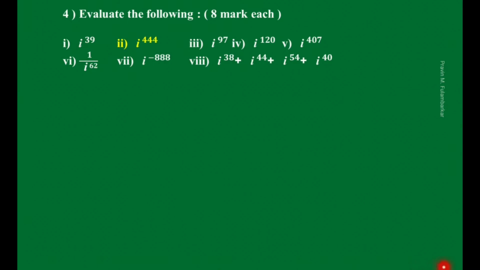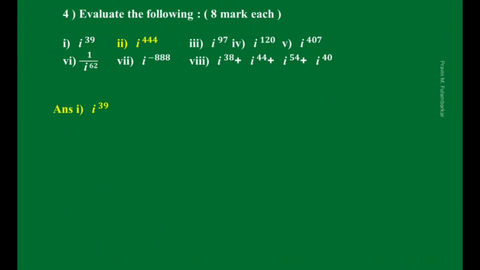Now see question number 4. We have to find i raised to the power 39. So in the previous lecture we saw the quotient remainder form for reducing the power in the form of i raised to the power 1, i raised to the power 2, i raised to the power 3, i raised to the power 4. Because we know that i raised to the power 1 is i, i raised to the power 2 is minus 1, i raised to the power 3 is minus i, and i raised to the power 4 is 1. So we have to try to reduce the power in terms of a multiple of 4.